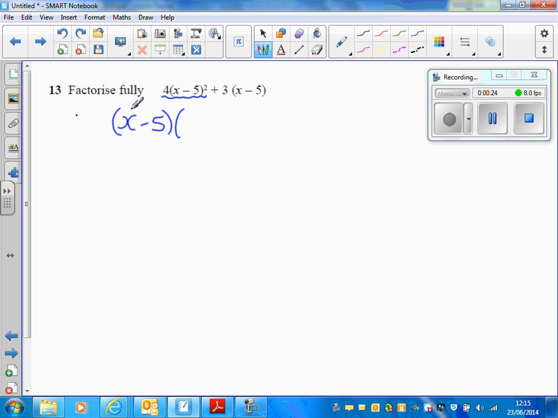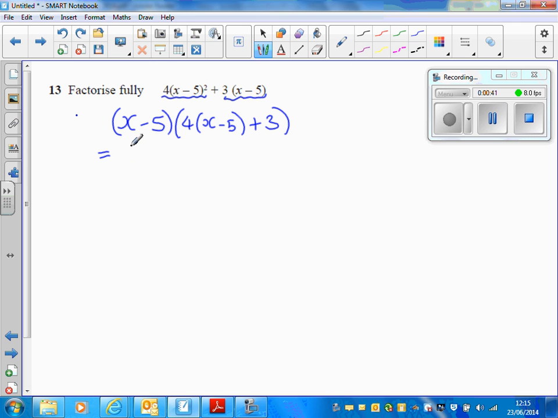Okay, so if we look at the first expression here, we've got 4 brackets x minus 5 squared. So what would we need to multiply x minus 5 by to get this answer? I'm going to need to multiply by 4 and another of those brackets, x minus 5. Then we look at the second expression. What do I multiply the bracket by to get this? Well, the answer is 3, so I write plus 3.